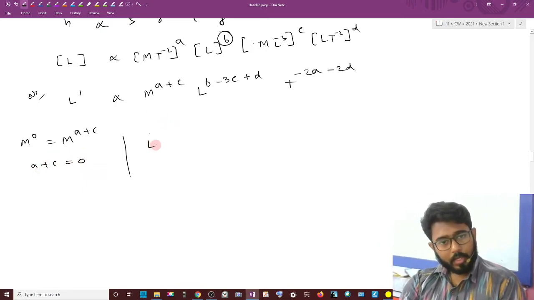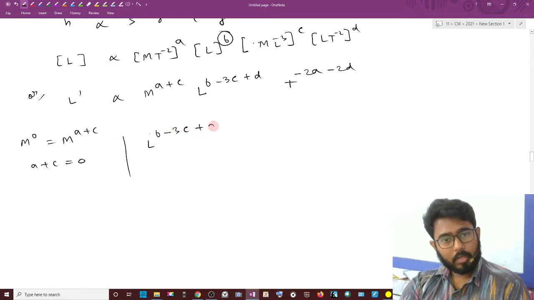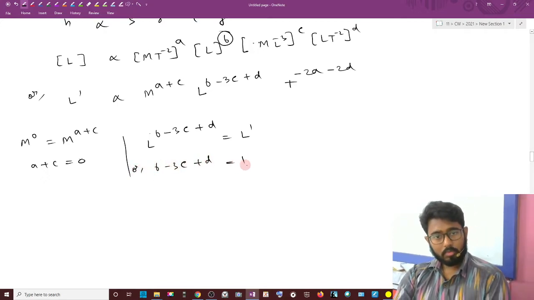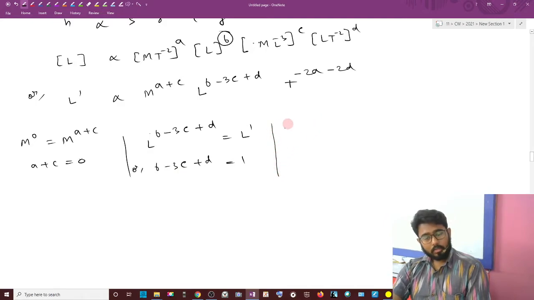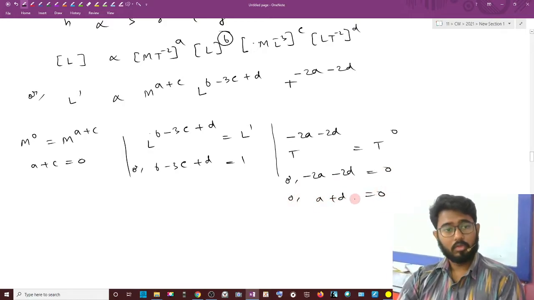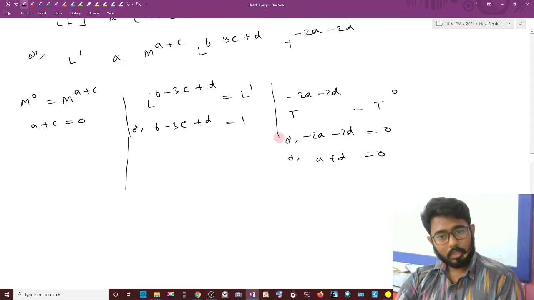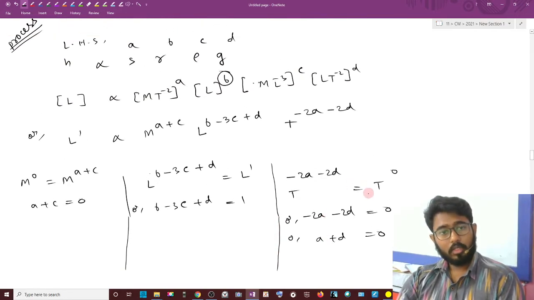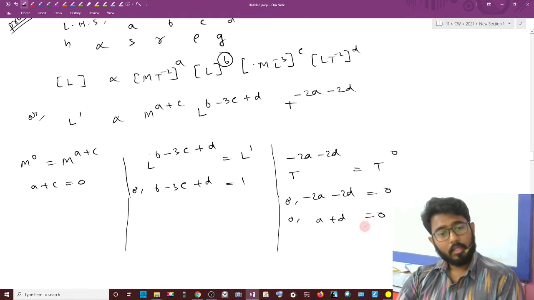Now L to the power b minus 3c plus d will be L to the power 1, so we can write b minus 3c plus d equals 1, and t to the power minus 2a minus 2d equals t to the power 0, or minus 2a minus 2d will be 0, or we can write a plus d will be 0. So see, we have got equations like this.